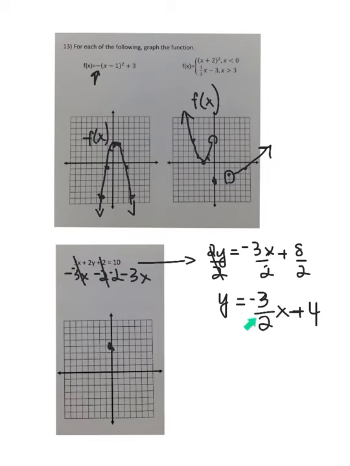And then I know my slope is -3 over 2. So from here, I can go down 3 to the right 2, down 3 to the right 2, and so on. Those would be your points, and then we just connect them. And there's your graph of f of x.